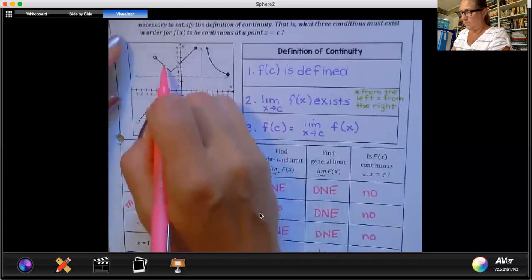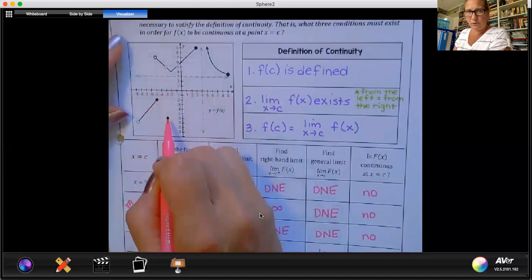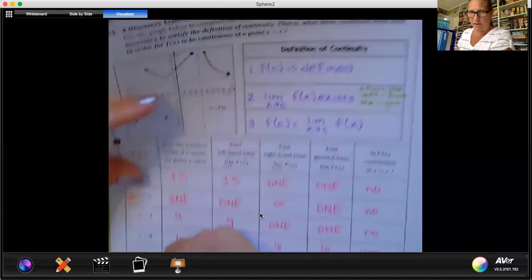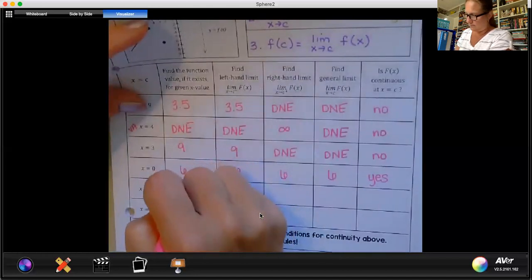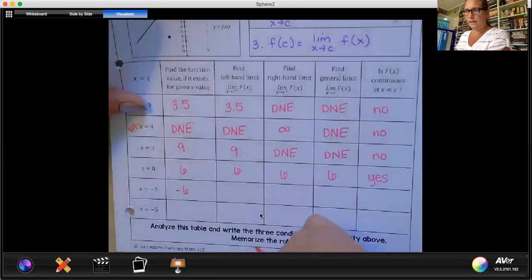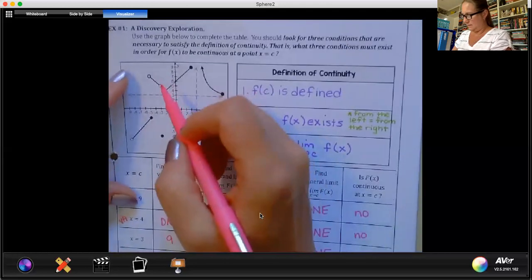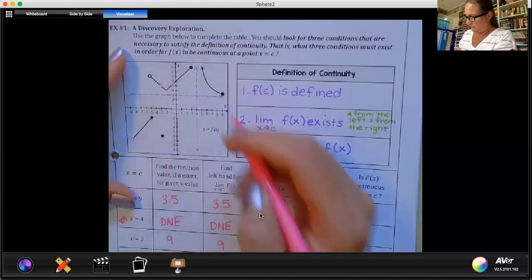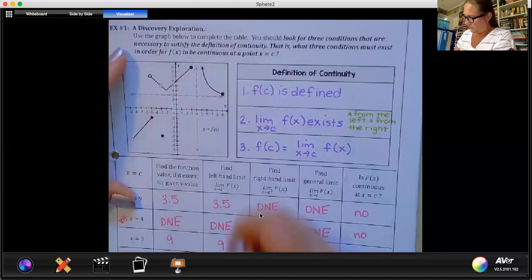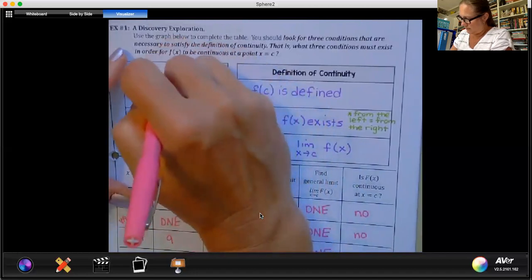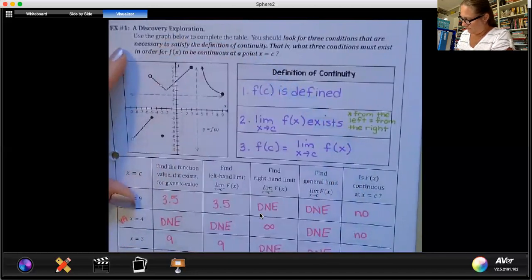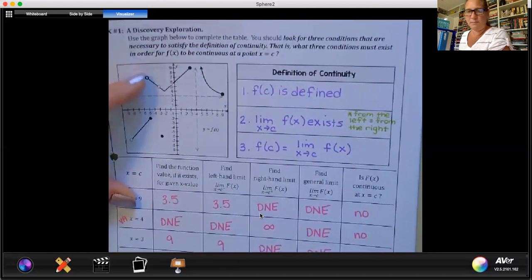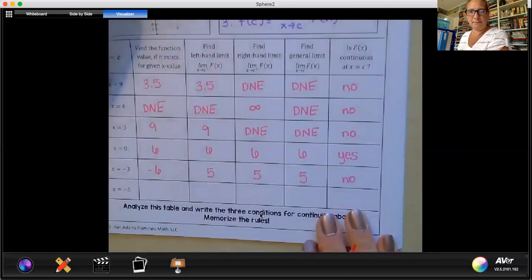-3, functional value, open circle here, but closed circle here. So your functional value is -6. Left-hand limit is 5. Right-hand limit, 5. General limit, 5. It is not continuous because you have a hole in the graph.